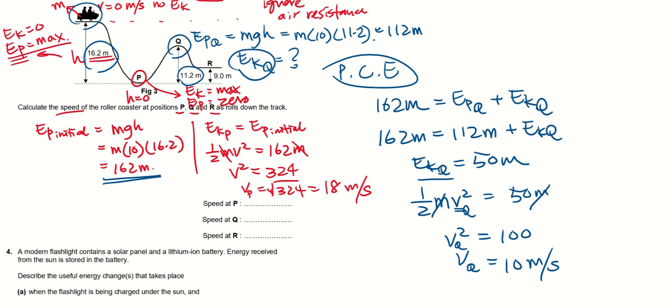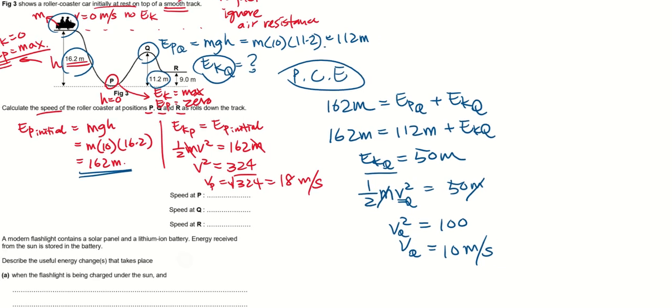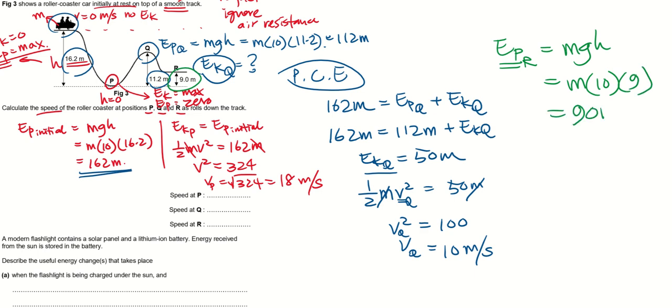Okay, so now I'll do it one more time for R. At R, I see that there is actually a height of 9 meters. So I can calculate EPR, the gravitational potential energy at R, to be mgh. This is the formula. M remains unknown. G is actually 10 and h is now 9 meters. So this will be 90 m. And again, because I don't know the speed at R, I'm not able to calculate the kinetic energy at R. So this is what I'm going to find out.